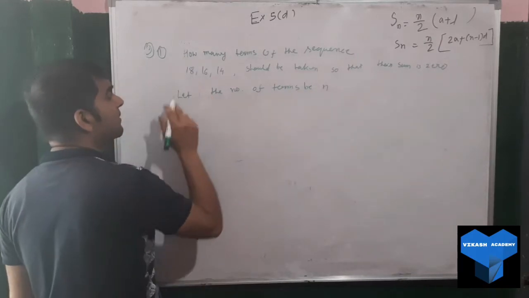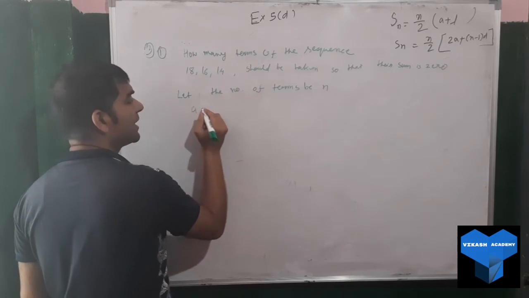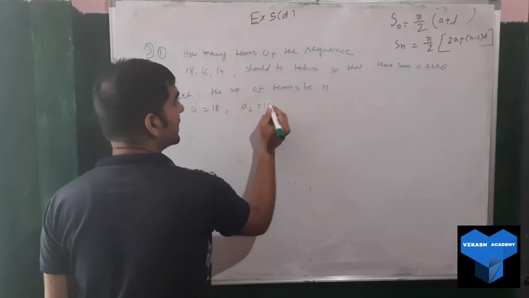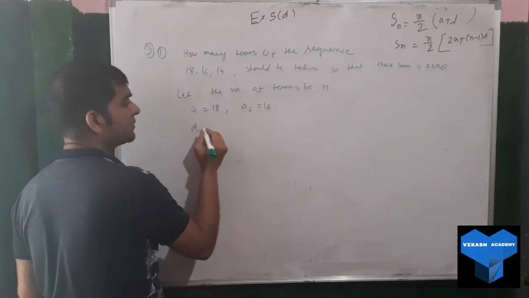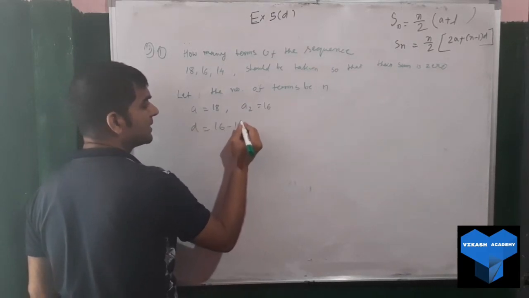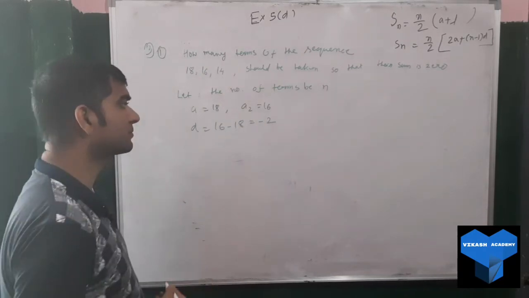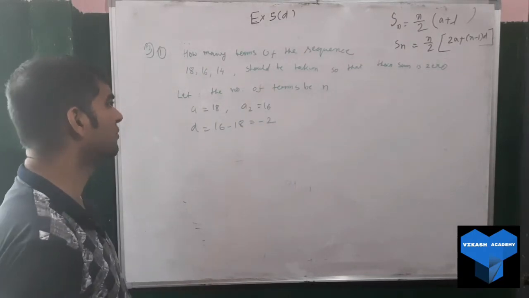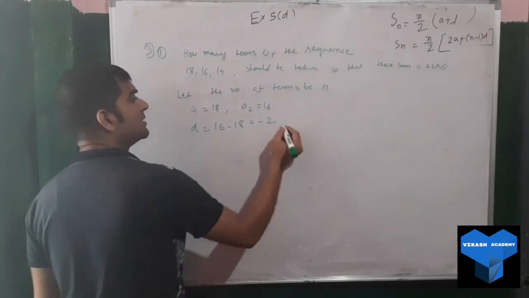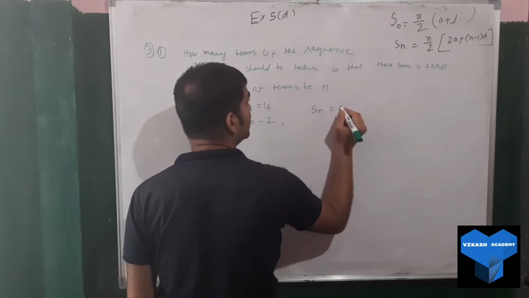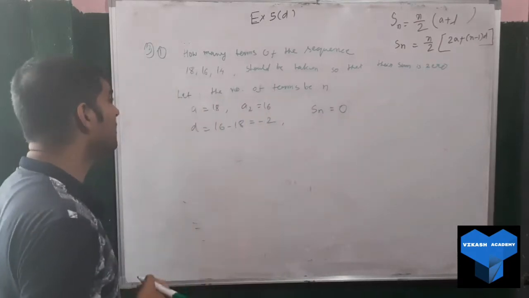From this series, we easily have A1, or a, equal to 18. Then A2 is 16. Then you find the difference: 16 minus 18, you will get minus 2. Then the sum should be 0, so Sn we have to take as 0.